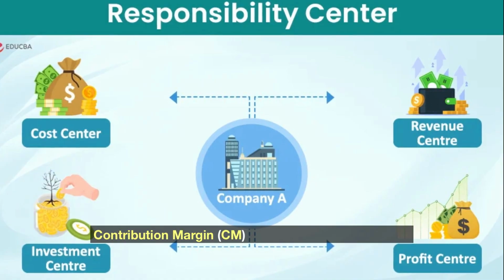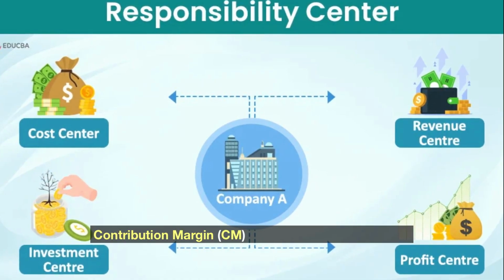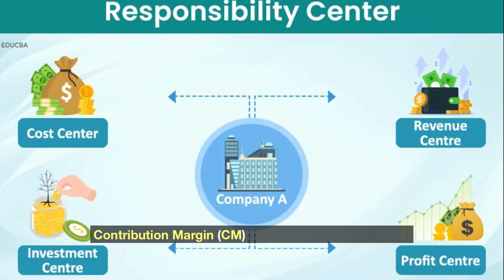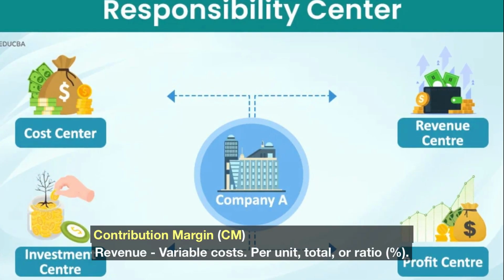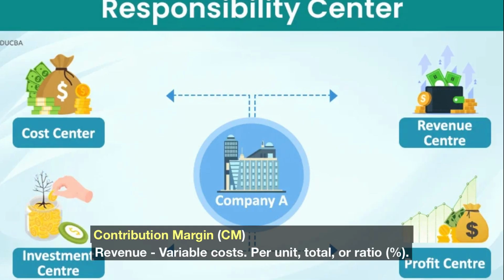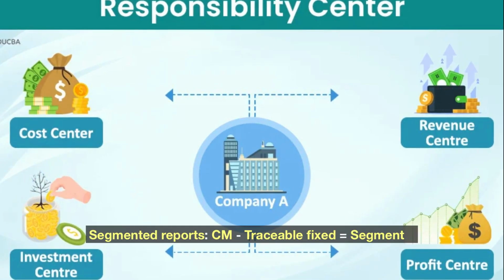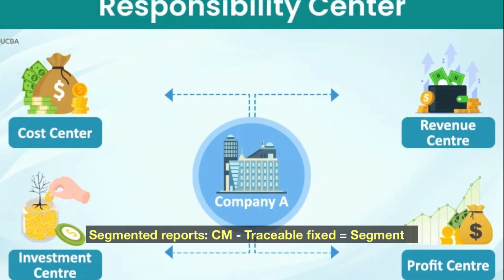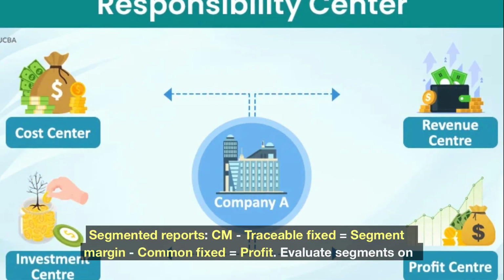Here we evaluate performance using the contribution margin. Why? Well, because the contribution margin does not include any fixed cost. It's sales minus the variable cost. Management should not be held accountable for fixed costs. Fixed costs are the responsibility of senior management. We're talking here about middle line management, managers of different segments. So use the contribution margin here.